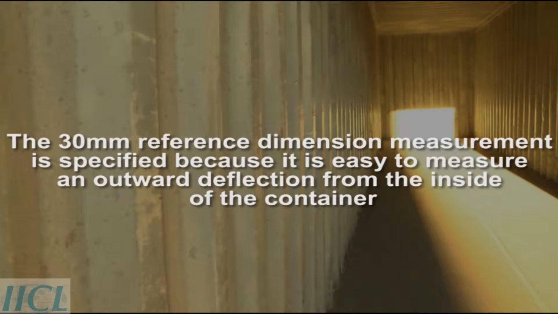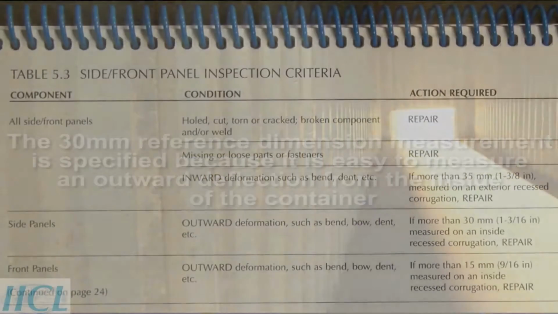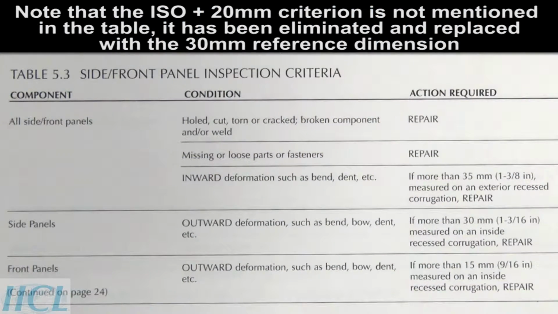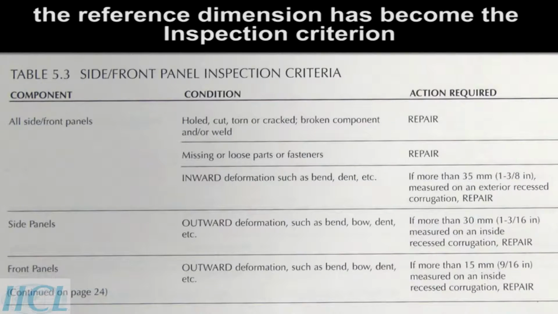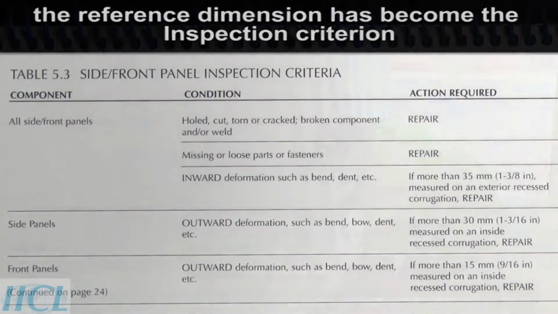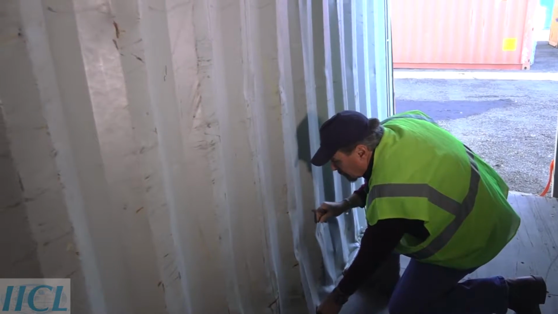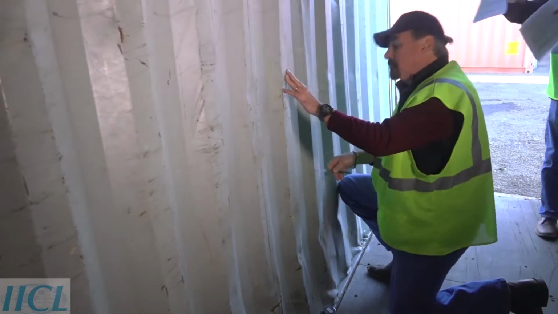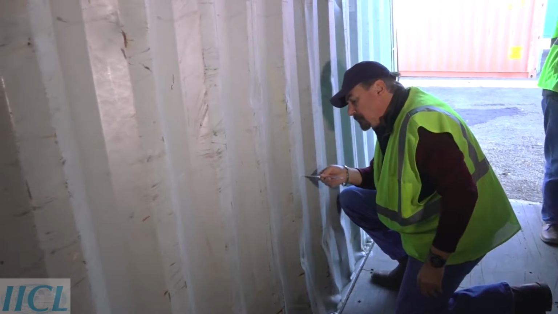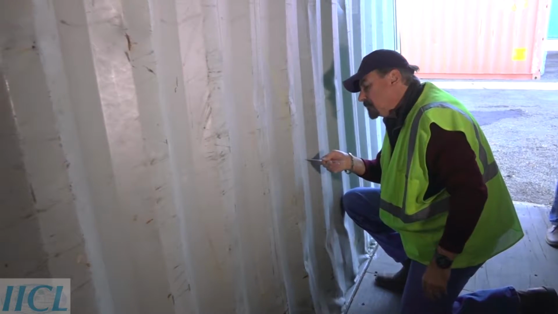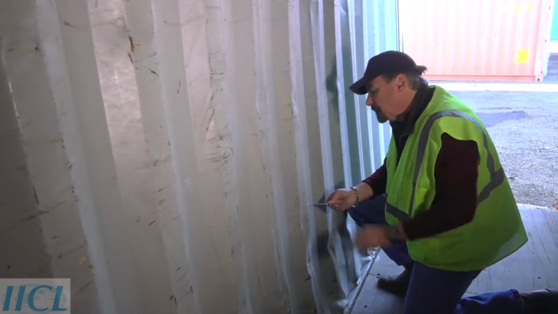The 30 millimeter reference dimension measurement is specified because it is easy to measure an outward deflection from the inside of the container. Note that the ISO plus 20 millimeter criterion is not mentioned in the table. It has been eliminated and replaced with the 30 millimeter reference dimension. In effect, the reference dimension has become the inspection criterion. The inspector locates the point of maximum outward deflection on an inside recessed corrugation. The string line will be placed in this recessed corrugation over the point of maximum deflection.